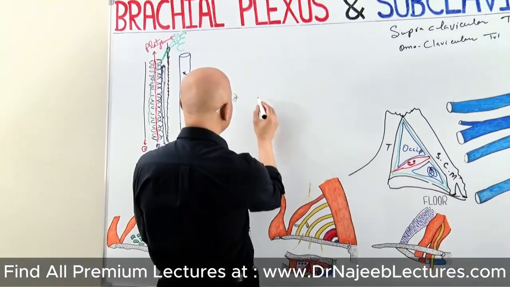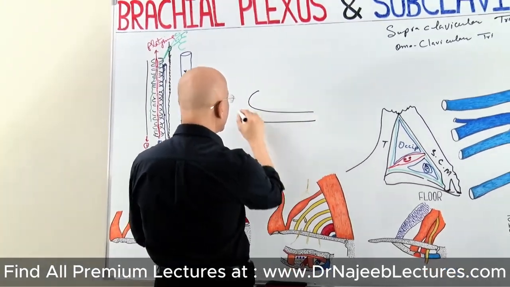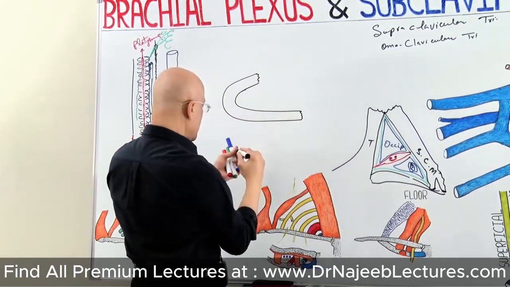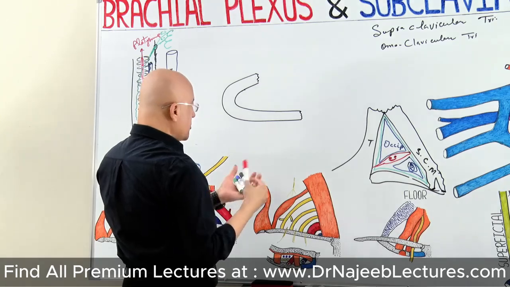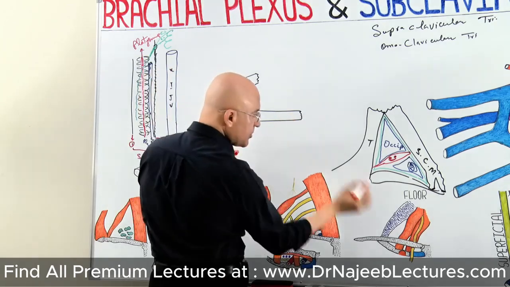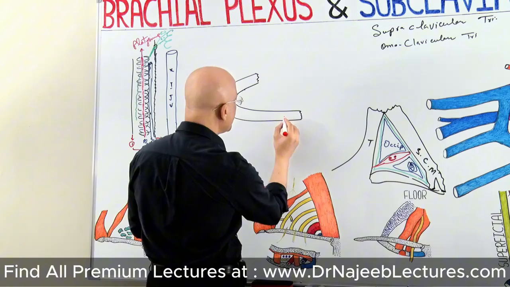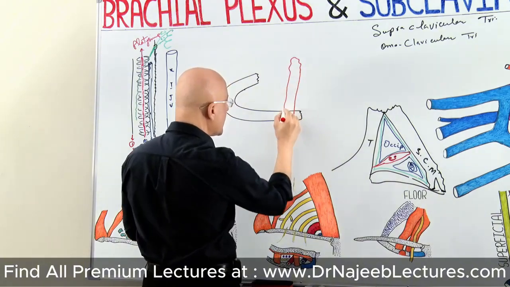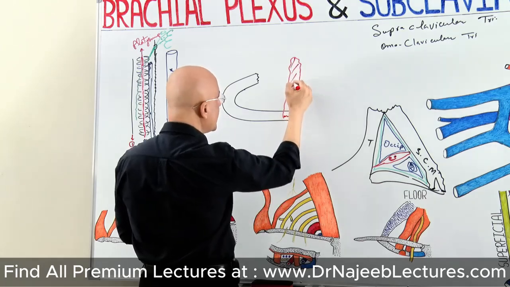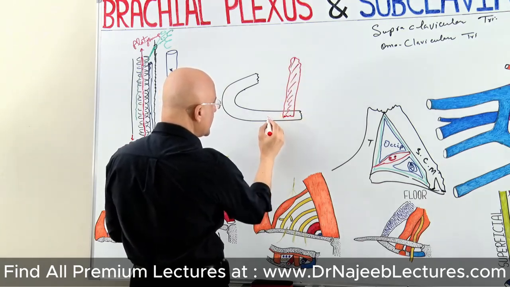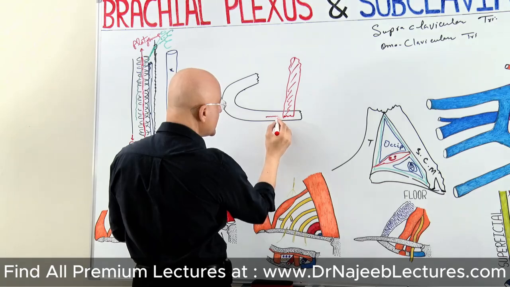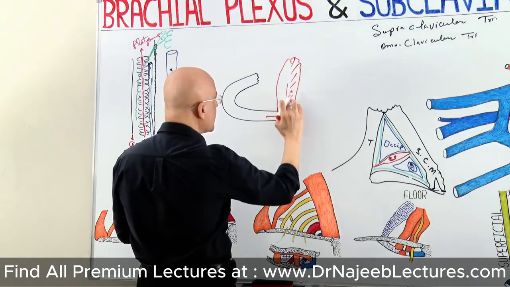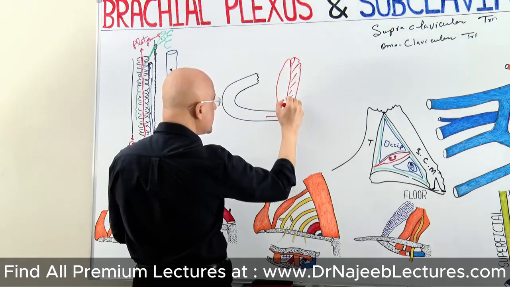Here is your first rib, right? Now, I'm going to the floor. This is attachment of this muscle. What is this? Scalene anterior muscle. Scalene anterior, right? And there is scalene medius, right? And in between them there is a little bit of space.